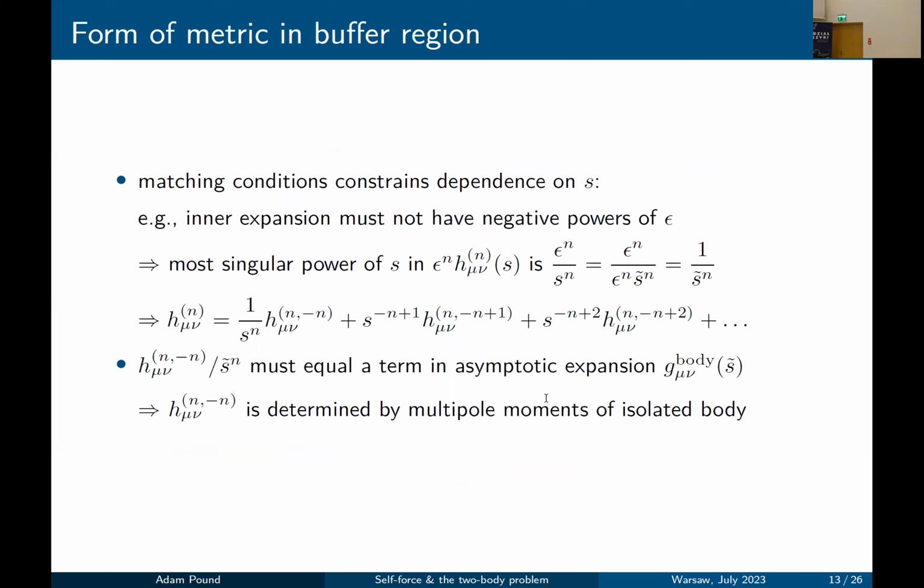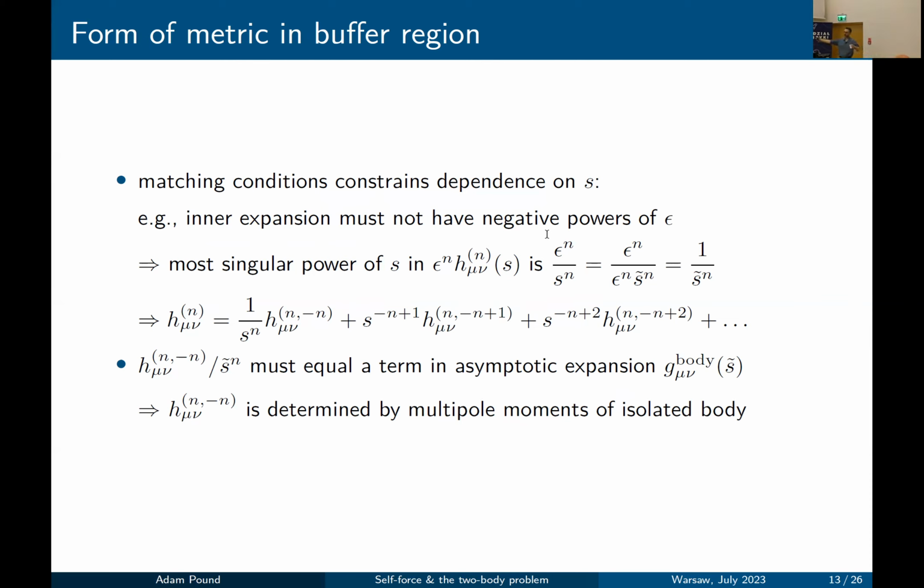Okay, so what happens here? I mentioned that we have negative powers of s potentially, or we expect there to be negative powers of s when we re-expand in that buffer region. But now we assumed to begin with that our inner expansion is well behaved in some sense. We're assuming both of these expansions are well behaved, otherwise why are we even writing them down? So what do we mean by well behaved? Well, at fixed s tilde, we don't have any negative powers of epsilon. We don't diverge in the limit as epsilon goes to 0.